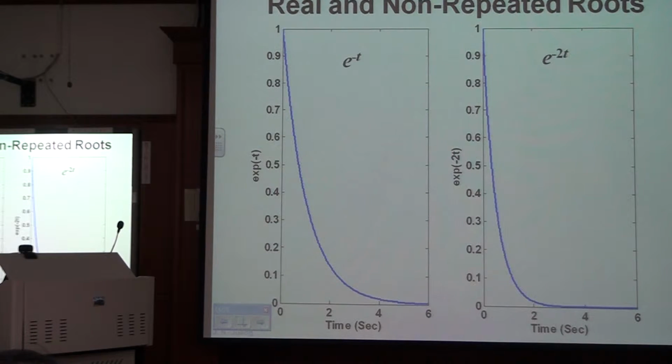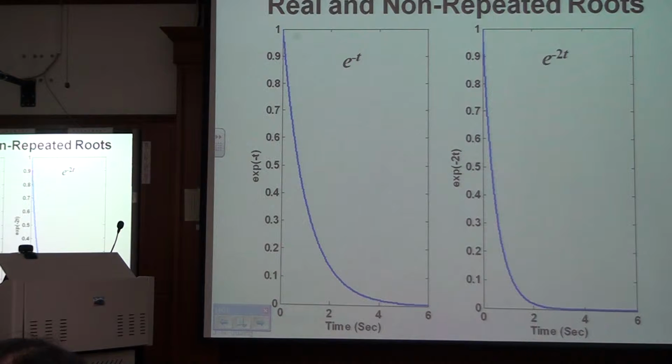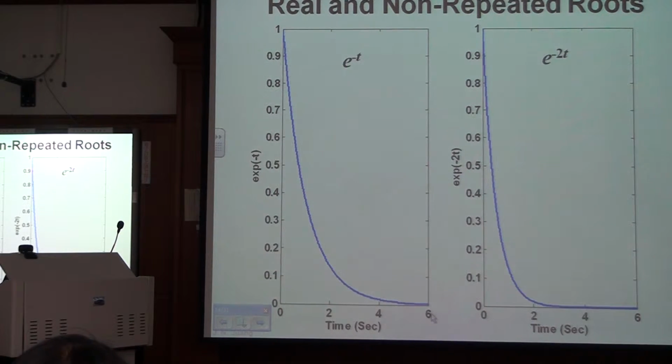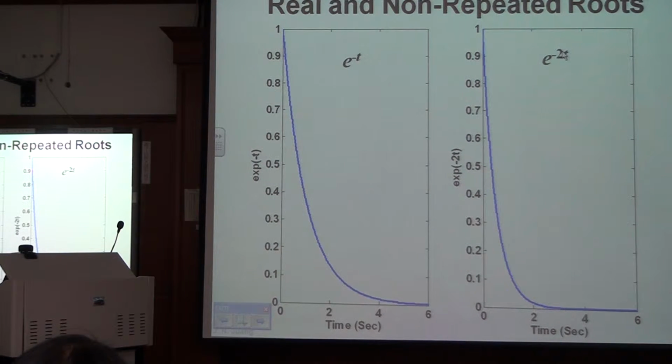C1 e^(-t), let us look at this. If you plot the curve of e^(-t), it's just like that. Assuming it starts from 1 at t equal to 0, and then it comes down, and at t about 6 it is almost 0. For e^(-2t), it decays much quicker than the e^(-t).